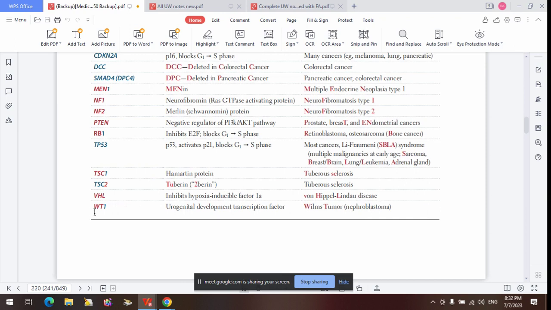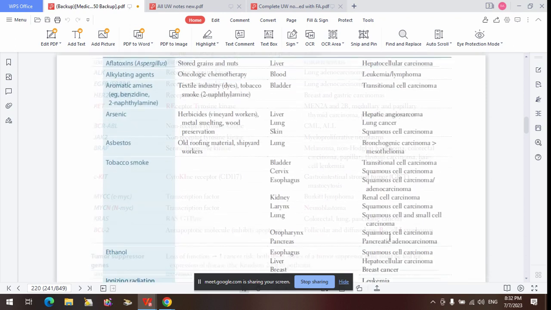Then WT1 is also a tumor suppressor gene, and the name is just Wilms tumor 1 gene. So Wilms tumor, and Wilms tumor is known as nephroblastoma. So when there's deletion of WT1, there's Wilms tumor.